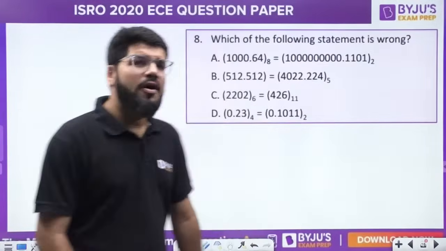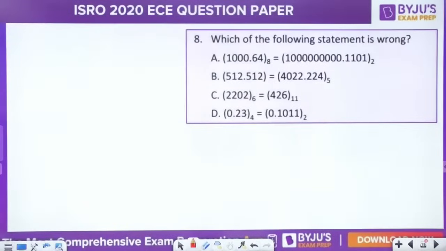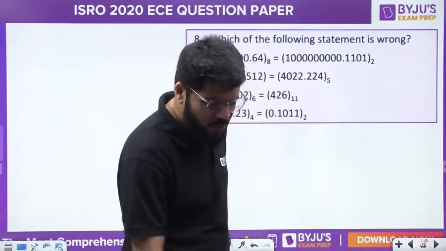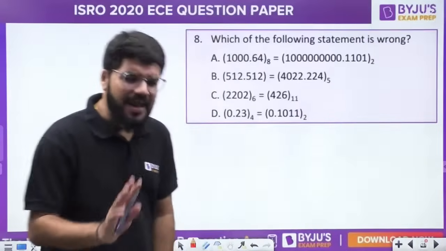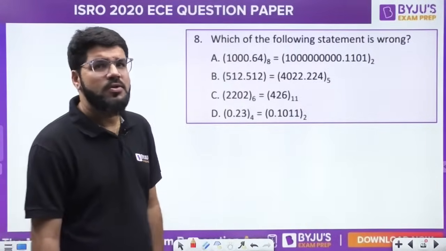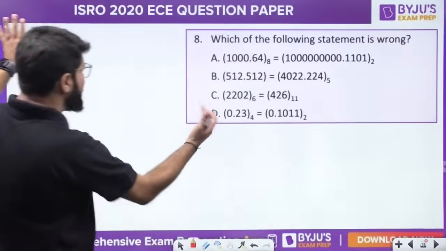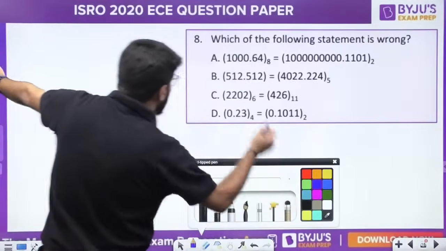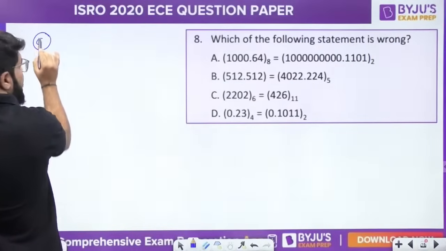Which of the following statements is wrong? It's a fundamental number system question, but they have made it a little time consuming because you have to check option by option. Here, let me tell you the hint. The correct answer here is going to be C. Why?